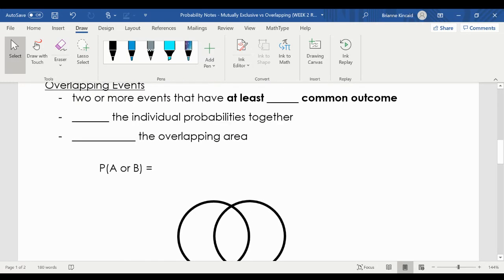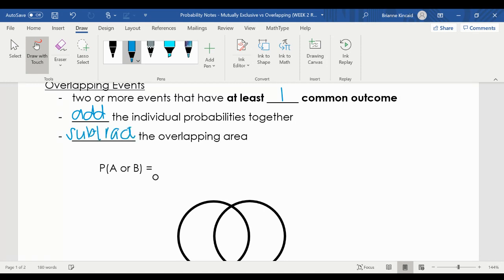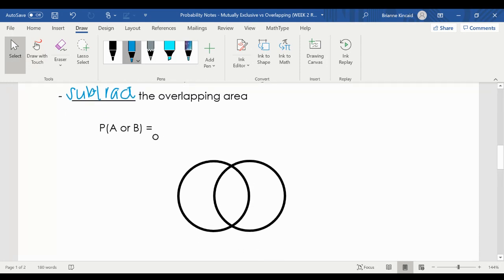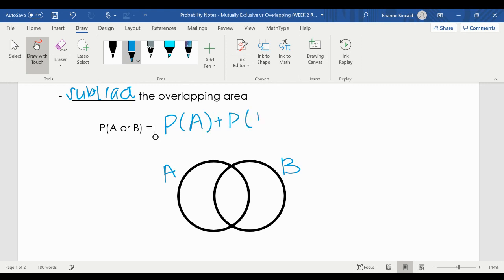Now, overlapping events, two or more events that have at least one common outcome. They can have more than one, but they have to have at least one. Just like mutually exclusive, we're going to add the probabilities together, but we're going to subtract the overlapping area. I know this should all be a review, but these Venn diagrams really help break it down visually. So circle A and circle B. I'm going to do the probability of A plus the probability of B, just like we did the last time.